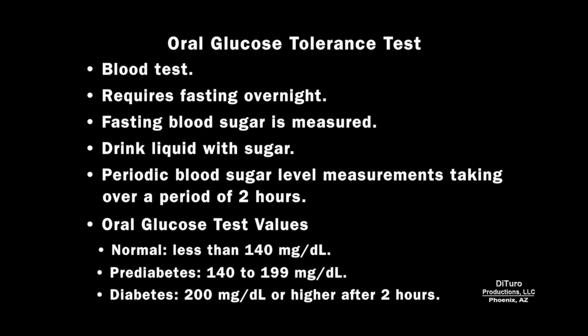The oral glucose tolerance test requires overnight fasting and multiple blood tests. After fasting blood sugar is measured, the patient drinks a sugar solution. Periodic blood sugar level measurements are taken over a period of 2 hours. Normal is a blood sugar of 140 milligrams per deciliter or less.